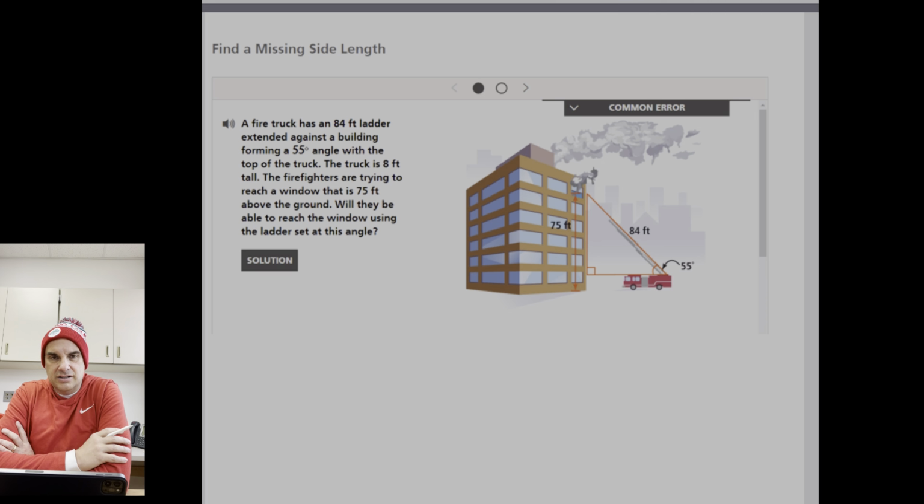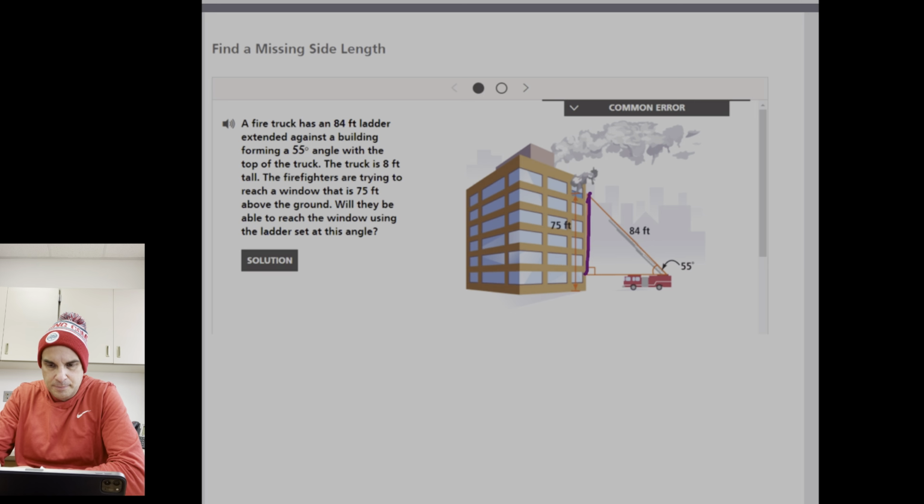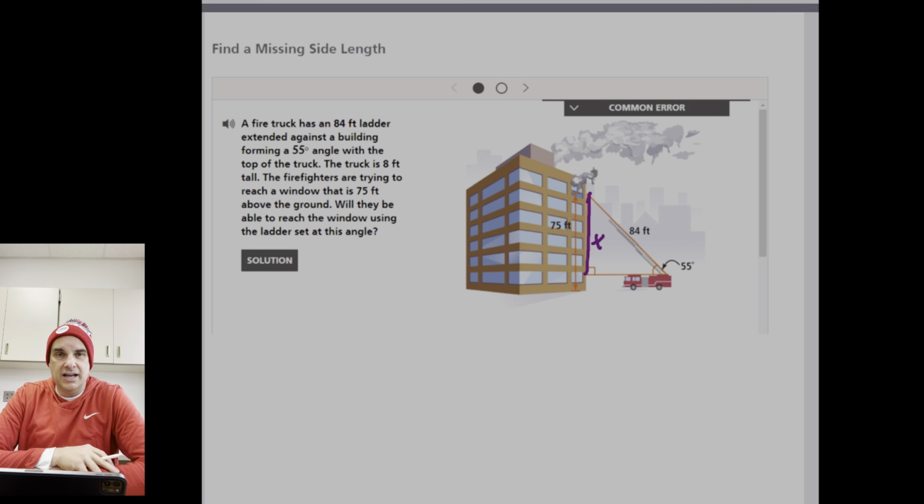Okay, so it's saying that the window is 75 feet up. We want to know if they put it at a 55-degree angle, is that going to be good enough? So essentially, they're telling us that this is 75. We don't know for sure what this height is, and we have to find that height right there. Now, in addition to that, with this question, they tell us that we're already 8 feet off the ground, so we're going to have to keep that little 8-foot thing intact.